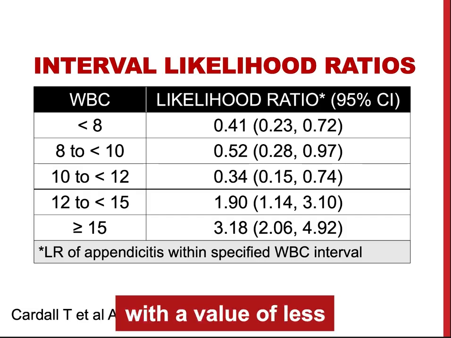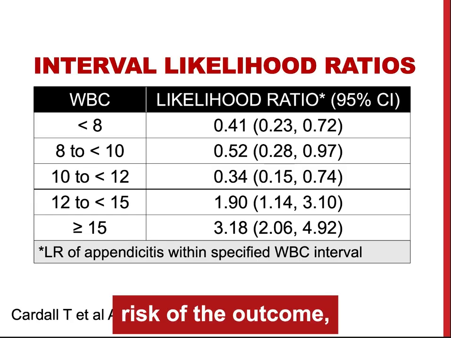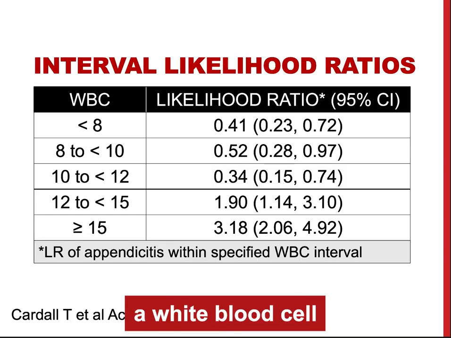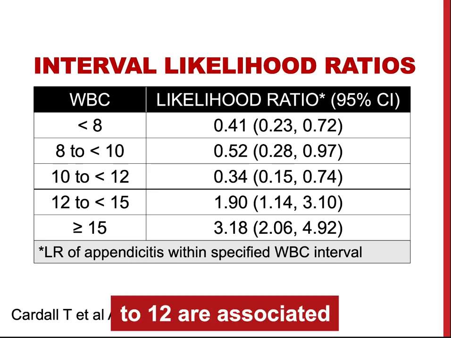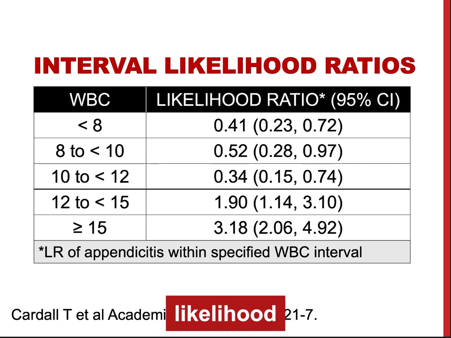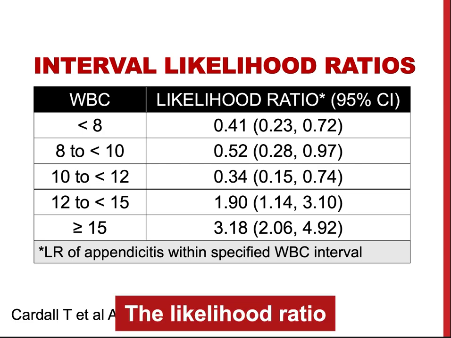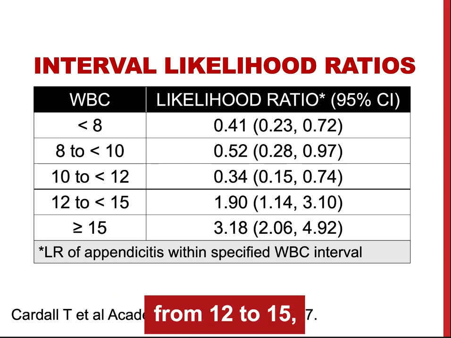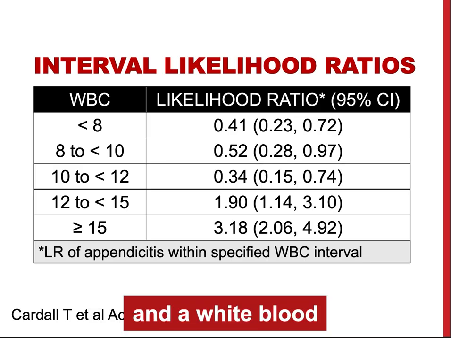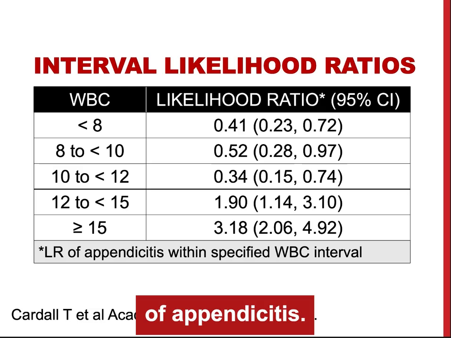Remembering that a likelihood ratio with a value of less than 1 indicates a decreased risk of the outcome, we can see that a white blood cell count of less than 8, a white blood cell count from 8 to 10, and a white blood cell count from 10 to 12 are associated with a decreased likelihood of appendicitis. The likelihood ratio of a white blood cell count from 12 to 15 and a white blood cell count of greater than or equal to 15 indicate an increased likelihood of appendicitis.